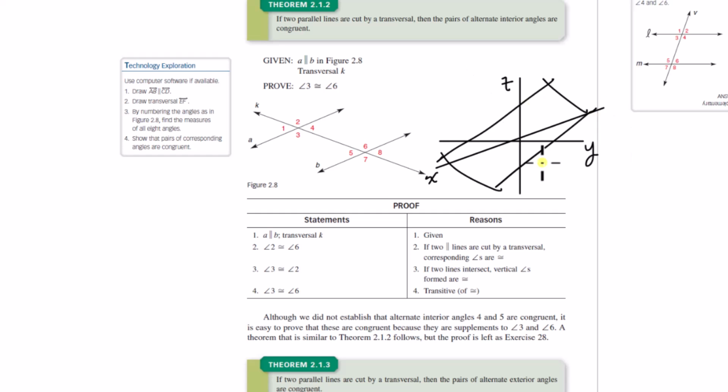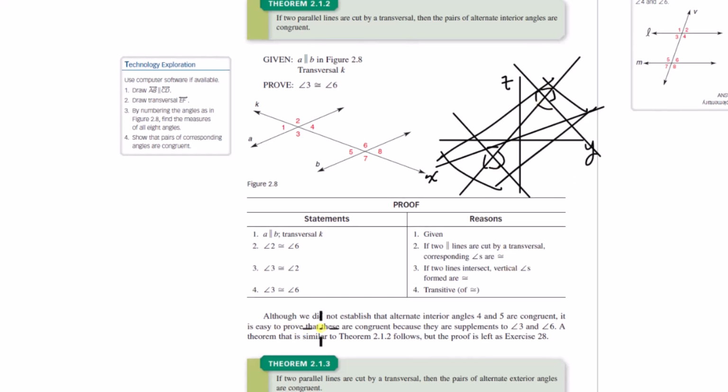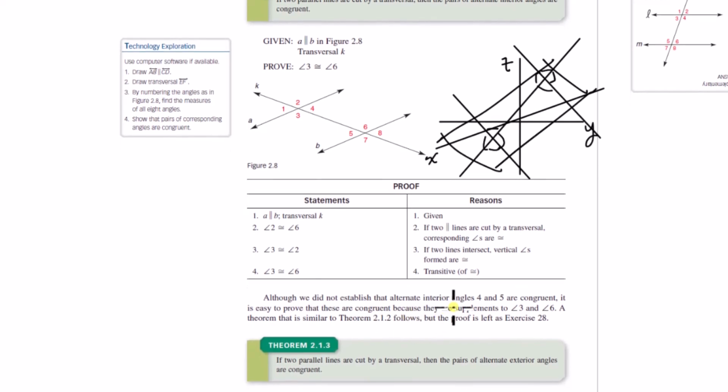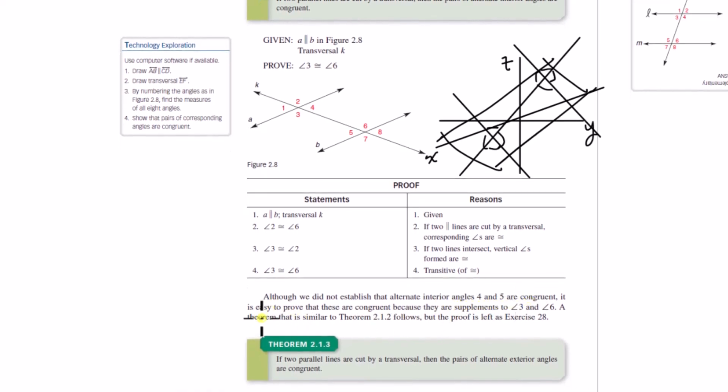So you could take any 2 parallel lines that are in that plane, and if they're cut by a transversal that also needs to be in the plane, then you've got this whole setup here. The angles that we're talking about are going to be in that plane as well. Okay? Although we did not establish that alternate interior angles 4 and 5 are congruent, it is easy to prove. Yeah, so this could be the case in general. They didn't prove it for every angle, but yeah.